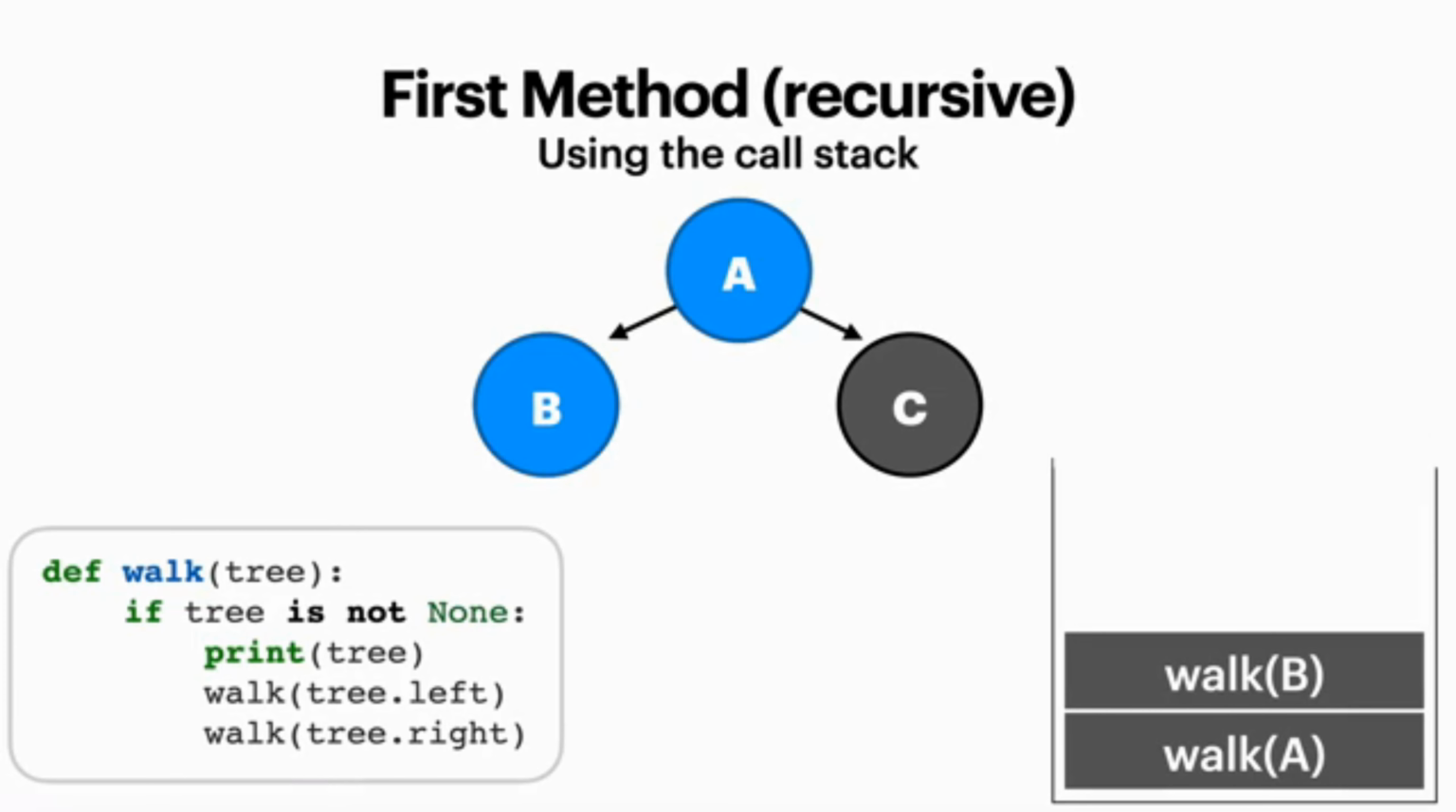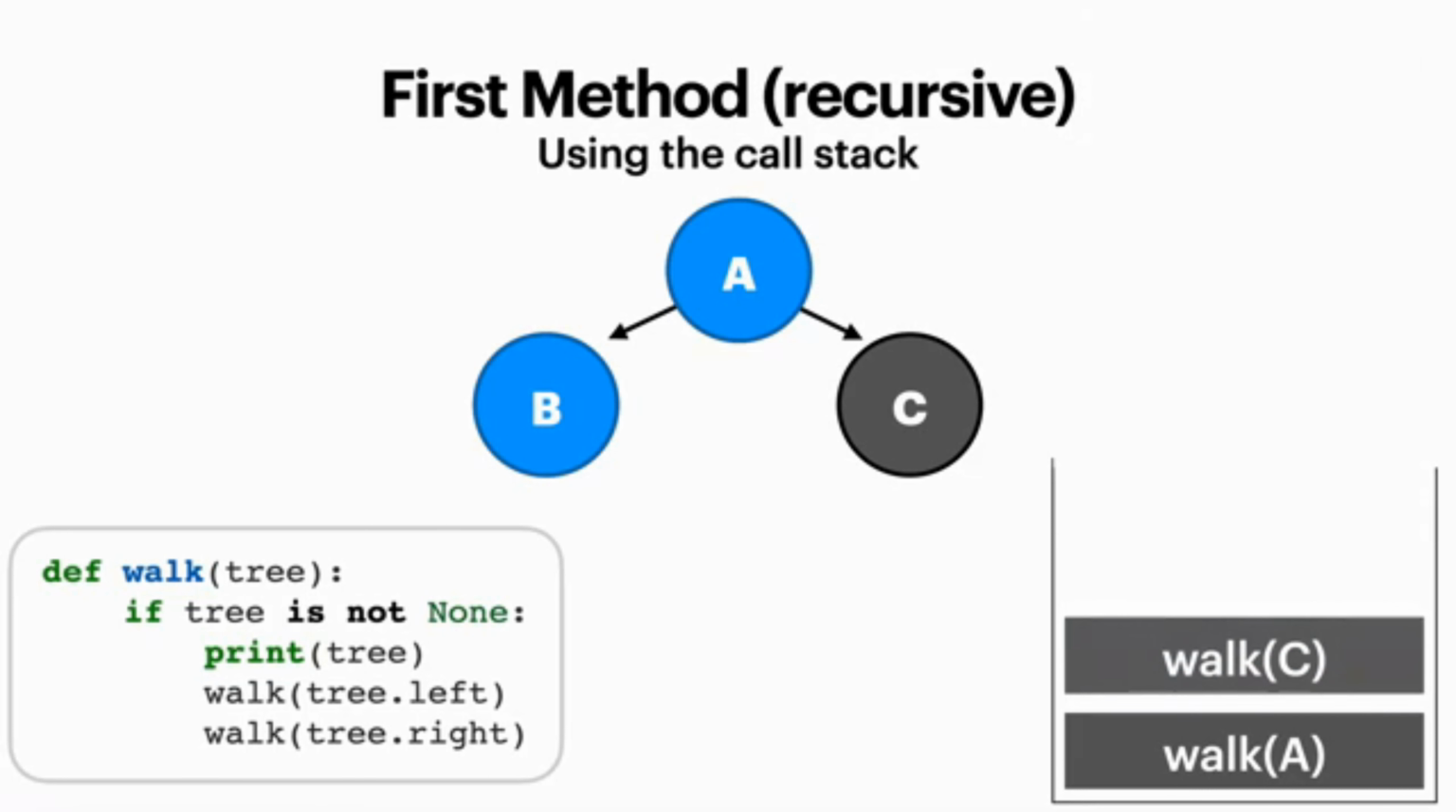Every time a function is called, it is pushed onto the call stack, and every time it returns, it is popped off the call stack. And again, our call to tree.right on our B node is going to result in a call to walk None, and it's not going to go anywhere. So finally our call to B will be finished, so it's going to get popped off the call stack. And now we're back in our call to walk A, and we're going to call tree.right, which is going to call walk on our C node.